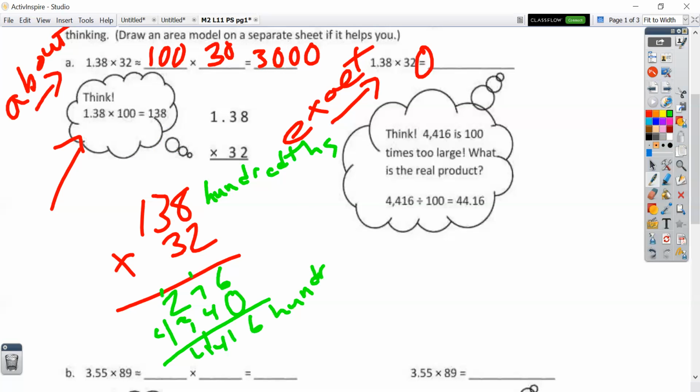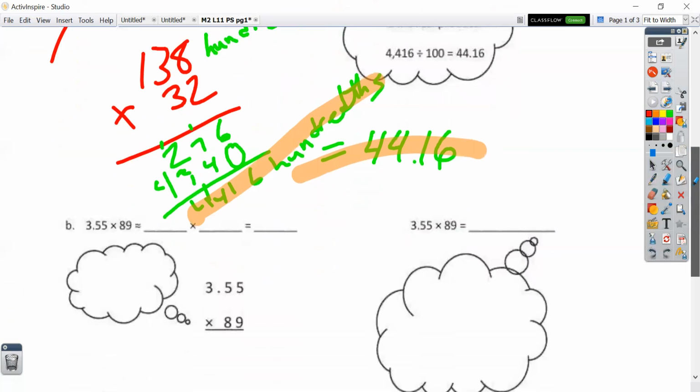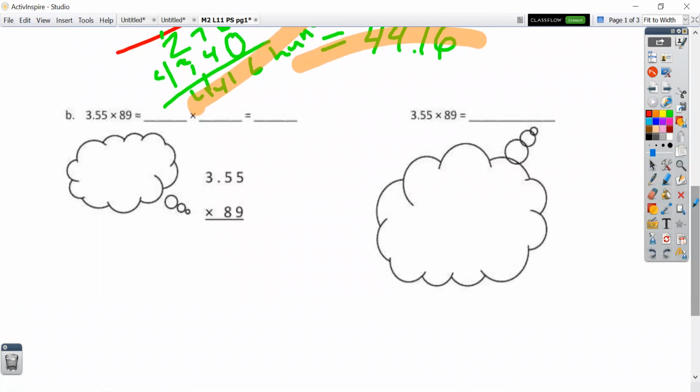And let's make sure that we write hundredths. And then we need to convert that. Well, hundredths has 2 digits after the decimal. So if I rewrite it, it will be 44 and 16 hundredths. Again, this is the biggest thing I want to see today. Of course, I want to see the accuracy over here, but the orange highlighted is exactly what I'm looking for today.